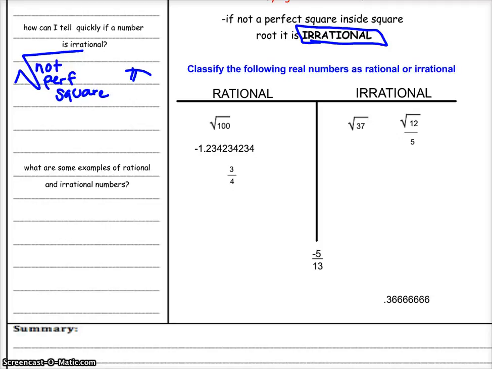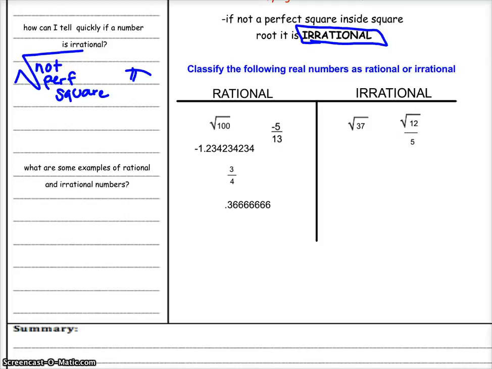Fraction. Fraction, it doesn't have anything to do with the square root, so it's going to be rational. 0.36 repeating. Rational because it doesn't have anything to do with square roots. The only thing you need to know as 8th graders, irrational numbers are going to be one of the 2. Okay?